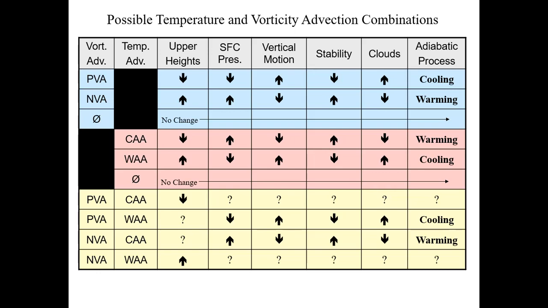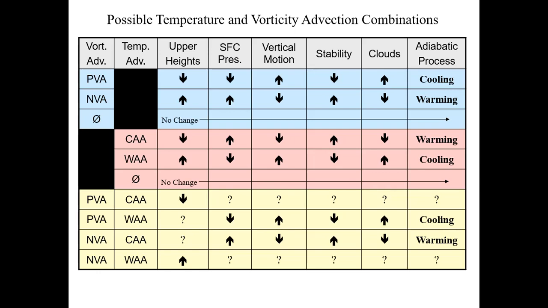The fourth row now shows I don't have any vorticity advection. I have cold air advection, CAA, in that fourth row. My upper heights are going to fall because the cold air is much denser. Surface pressure is going to rise. The vertical motion is going to be sinking or downward. Stability will increase, and I'm going to dissipate or decrease clouds in that case, with cold air advection. I'm going to have air that sinks, which is going to result in adiabatic warming and dissipation of moisture and most likely clear skies.